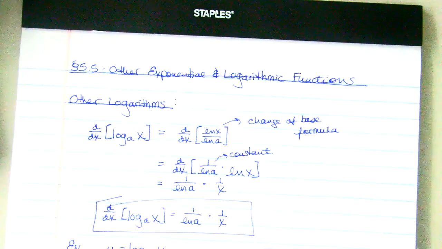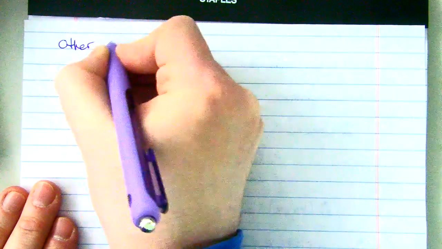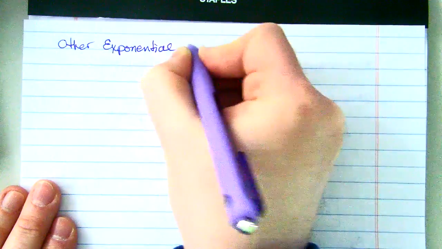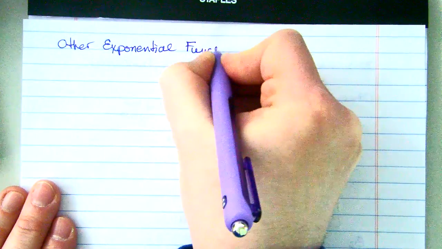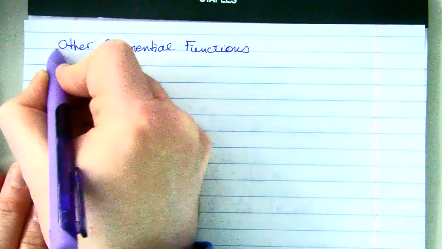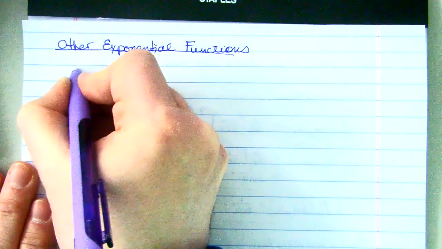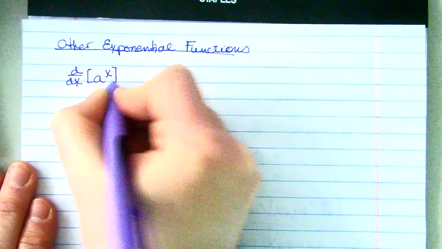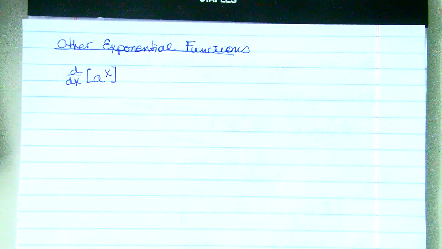Okay, other exponential functions. I want to do the derivative of a to the x. I know the derivative of e to the x. A to the x, though, I don't. I can't use power rule on this because my power isn't a constant.